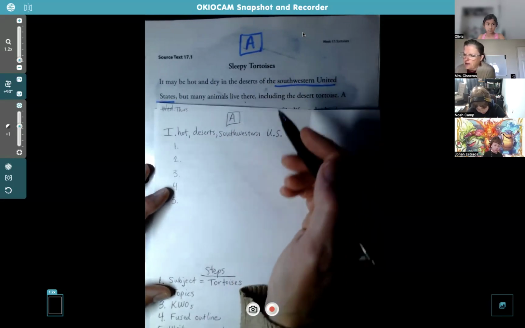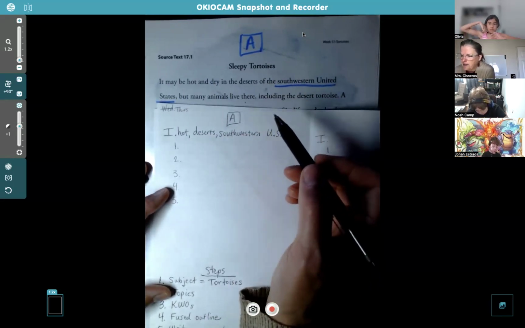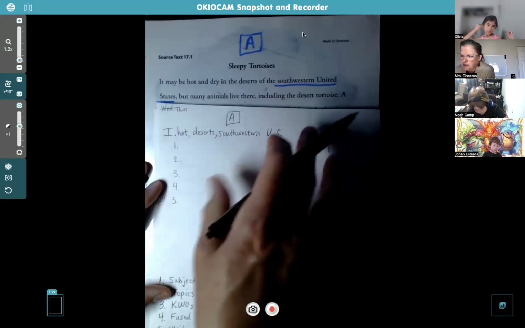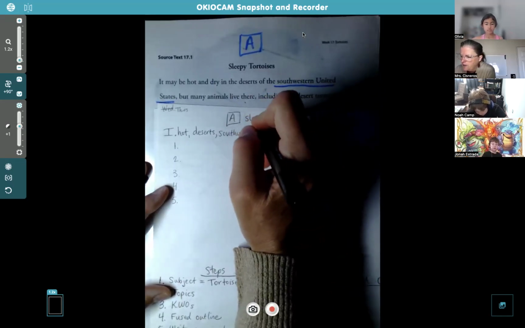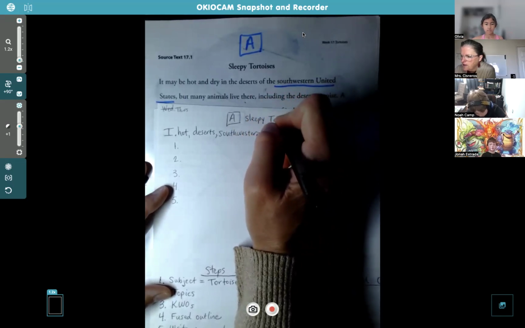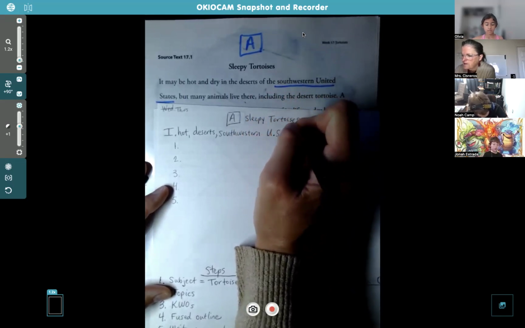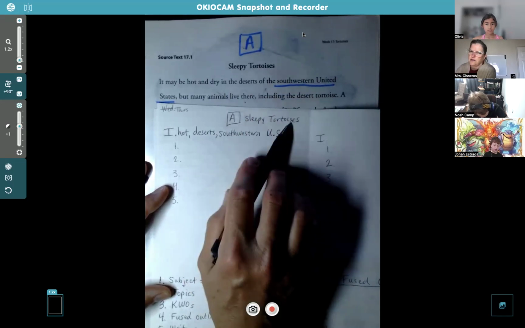And by the way, right next to that A, and don't worry about writing this down, Noah, because I know that you haven't set this up yet, so you can catch up later. I want to put the name of this article, Sleepy Tortoises, right next to the A part.